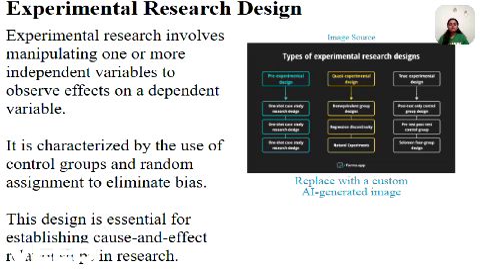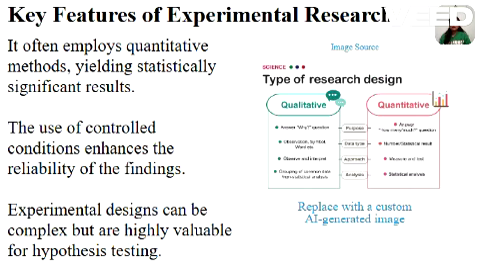Next comes the experimental research design. Experimental research involves manipulating one or more independent variables to observe effects on a dependent variable. It is characterized by the use of control groups and random assignment to eliminate bias. This design is essential for establishing cause and effect relationships in research. We can see in the image the types of experimental research design, that is pre-experimental design and the rest of the two.